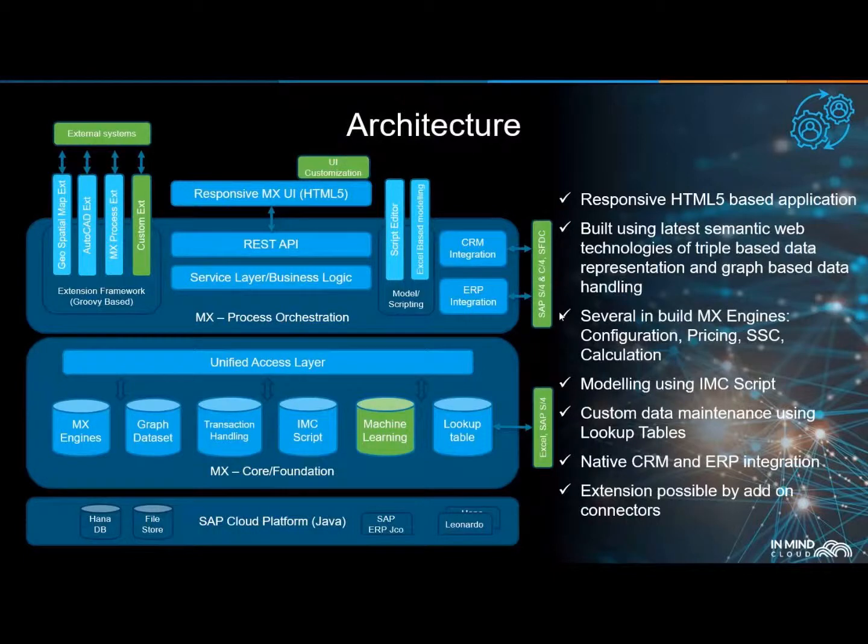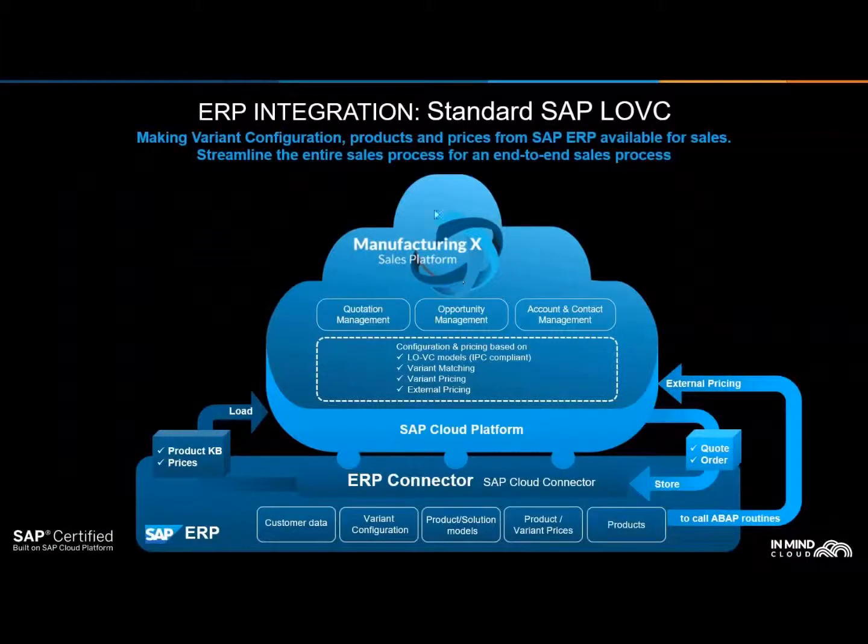Hello and welcome. Today we will have a look on the ERP integration of Manufacturing X and how it leverages variant configuration straight from SAP. This picture shows the integration, so we will use the variant configuration and the product prices, load them to Manufacturing X and show how it behaves there, and at the same time look how the rules and constraints are set up in ERP and see them running in Manufacturing X.